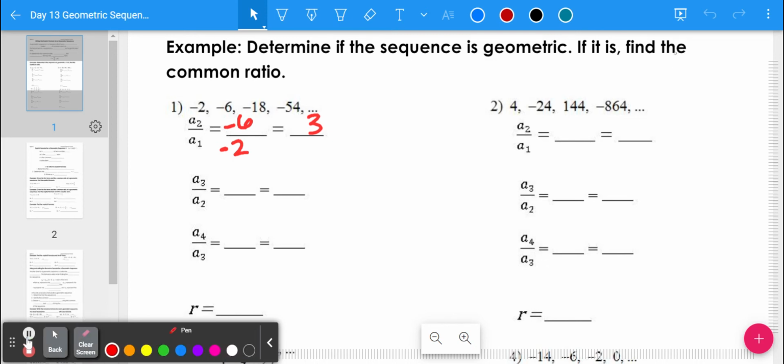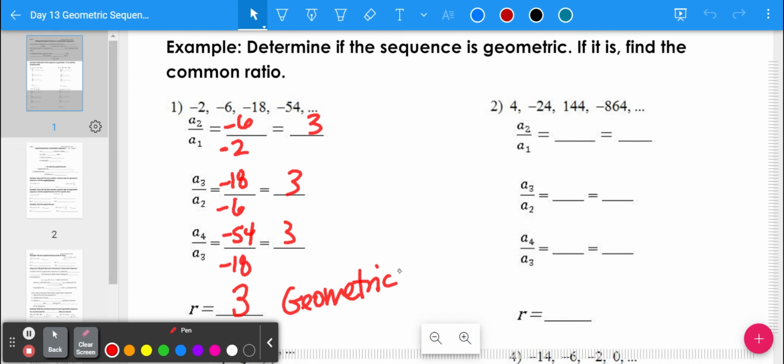Okay. Then I'll take the third term, -18, and I'll divide it by the second term, -6. Well, -18 divided by -6 gives me +3. Take the fourth term, -54, divide it by the third term, -18, and I get +3. Remember, we have to have a common ratio. Since all of those numbers that we divided are the same, it is geometric, and it has a common ratio of +3.